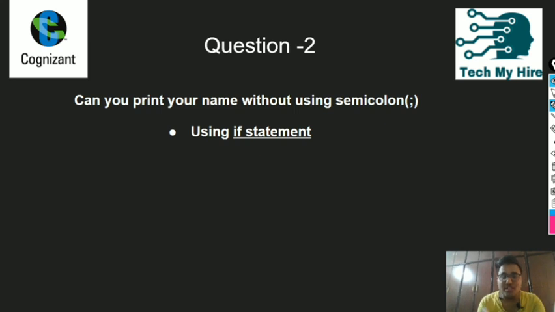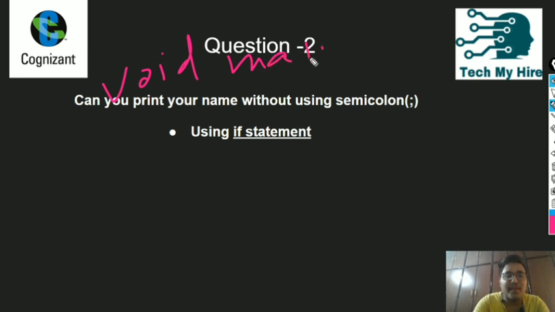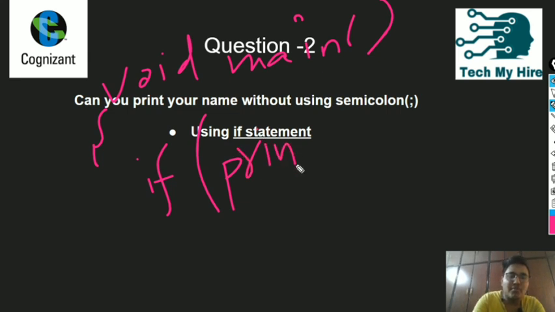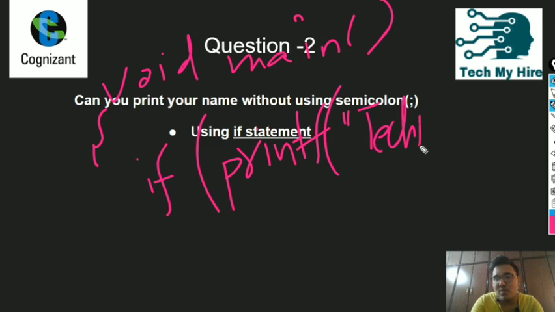We can do this program in different ways. The first one is using an if statement. So first, let me write a program. I'm writing my program in one of the programming languages, that is C. I'm writing an if statement to solve this problem. printf of my channel name, which is TechMyHire. So I'm writing that.